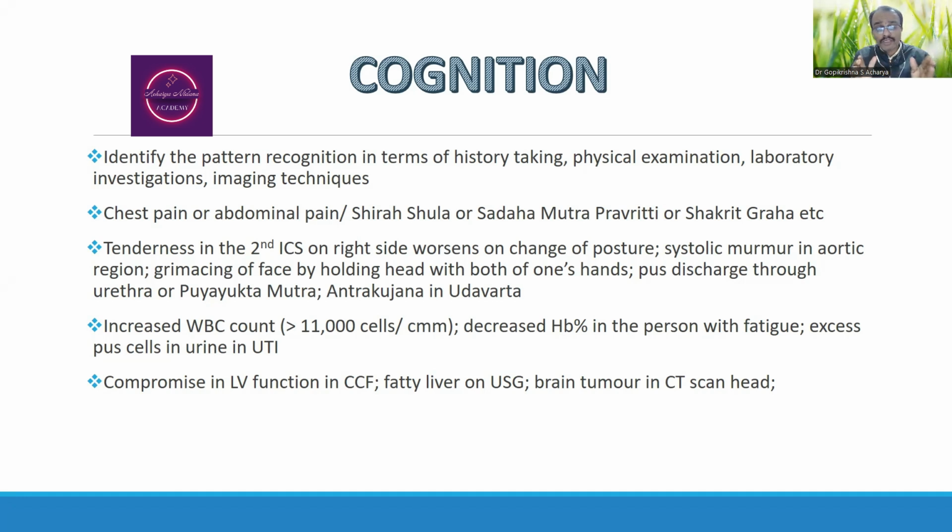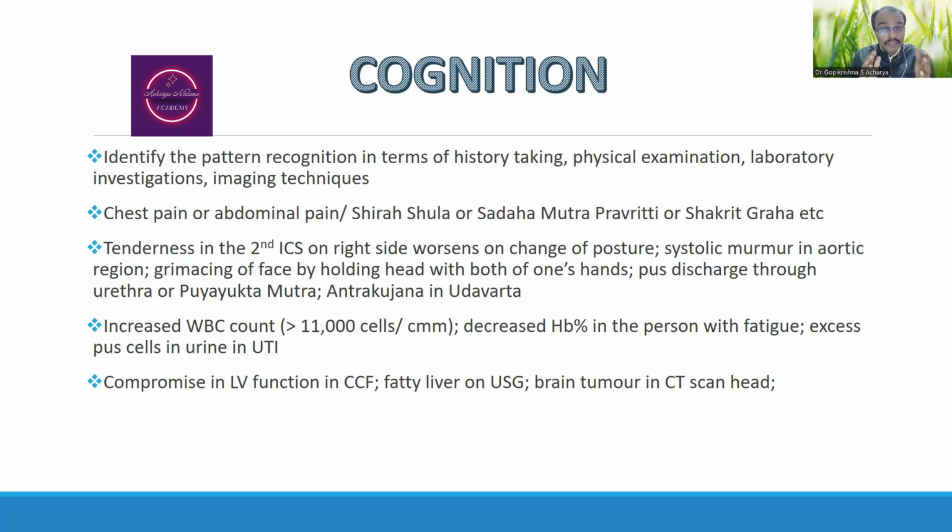So this is in terms of chest pain, in terms of history taking. As far as physical examination is concerned, first and foremost, tenderness in the second intercostal space on the right side, which worsens on change of posture, is indicative of a musculoskeletal dysfunction. Particularly, there may be a possibility of costochondritis. A systolic murmur observed in the aortic region may be suggestive of aortic stenosis.